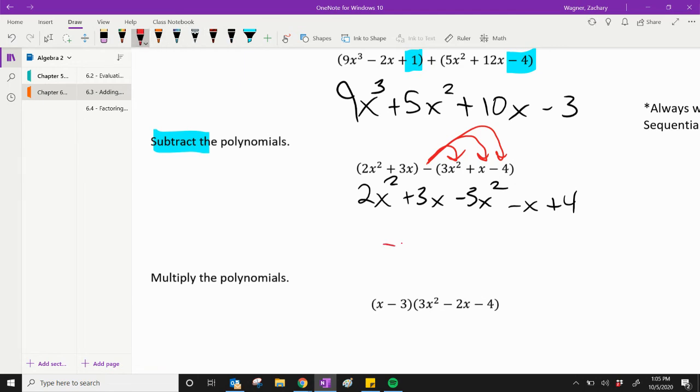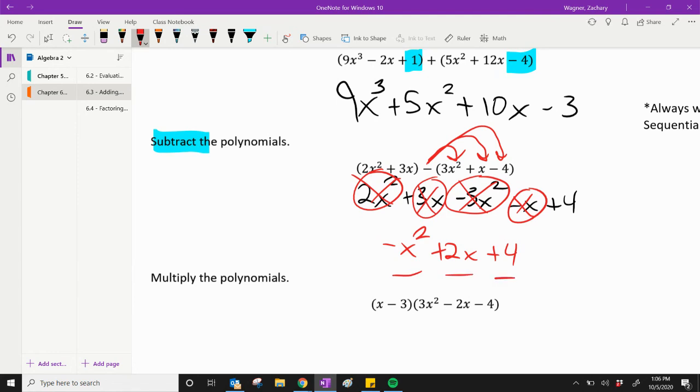This becomes negative x squared because 2x squared and negative 3x squared combined give me negative 1x squared. Sometimes I like crossing it out so I don't use it again. 3x and negative x combined, 3 plus negative 1 gives me positive 2x. And then the 4 is left right there. It's written in standard form because my quadratic term, my linear term, and my constant go biggest to smallest.